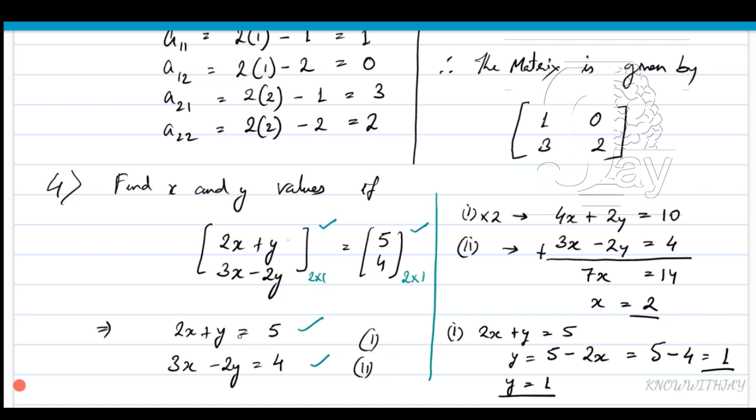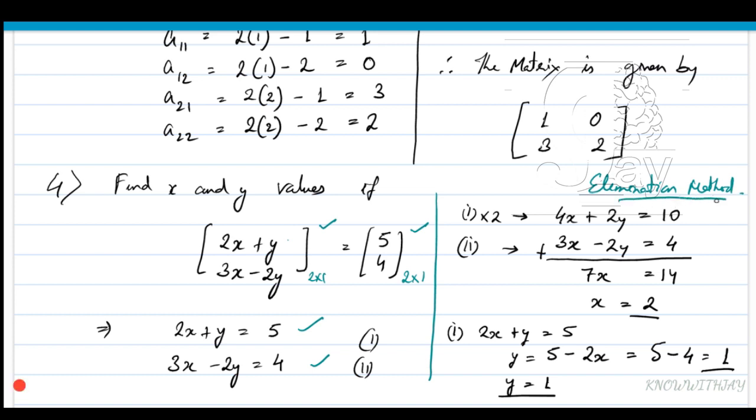There are different ways to solve it, as this topic is covered in class 9. So if you know how to solve, it's good. If you don't, then you can go and check the videos on that. So we have used the elimination method here to solve for the values of x and y. So this one is based on the elimination method.